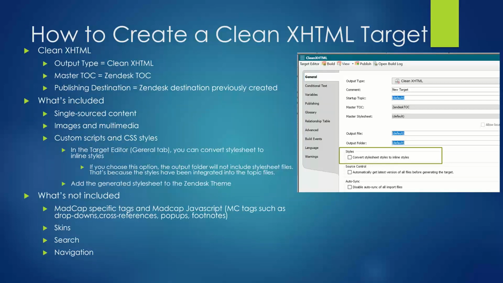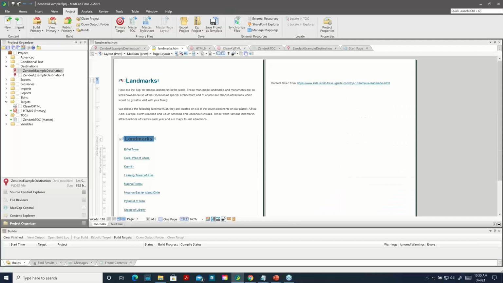So setting up a XHTML target is very similar to an HTML5 target, but you have one extra setting on your target general tab, which is convert style sheet styles to inline styles. Other than that, setting it up is exactly the same. There is no skin because there's no skin with clean XHTML. So let's just go look at that really quickly. We'll go back to Flare and look at the clean XHTML target.